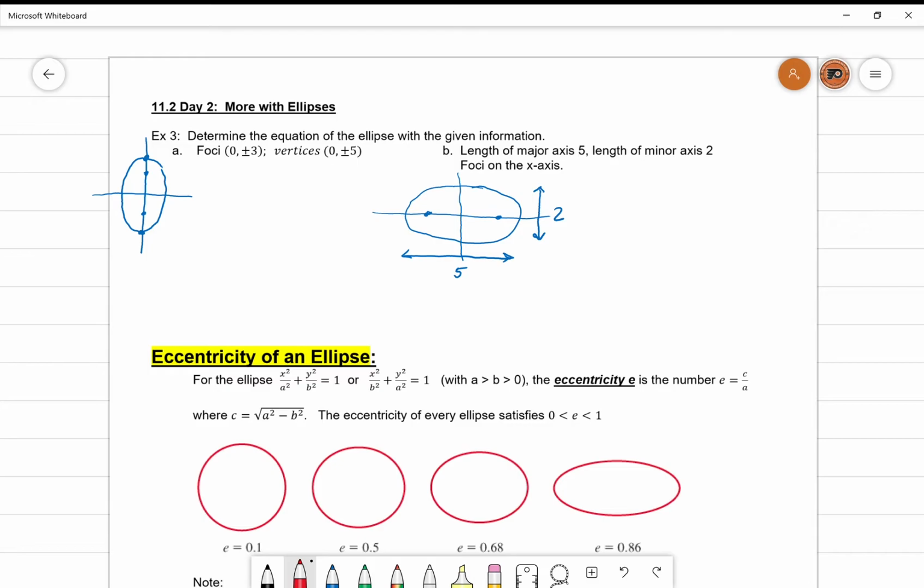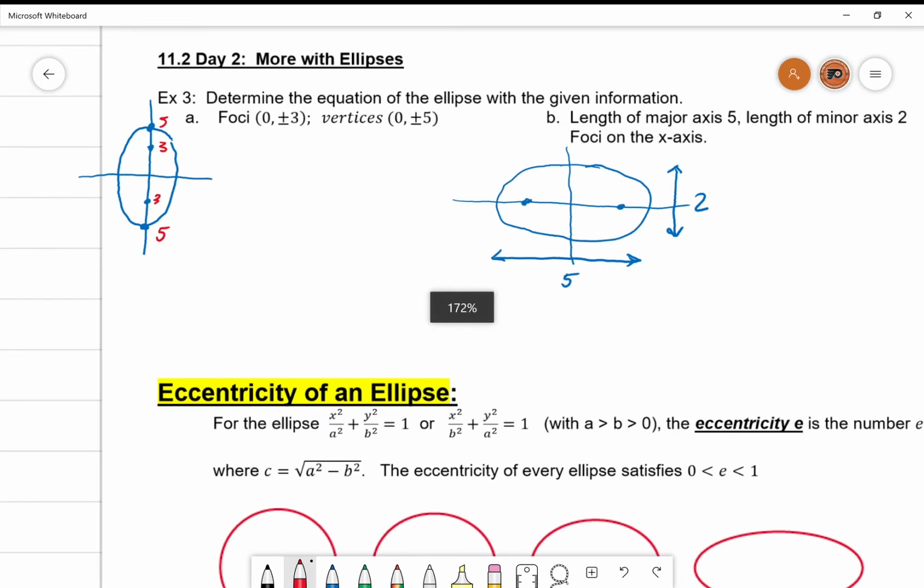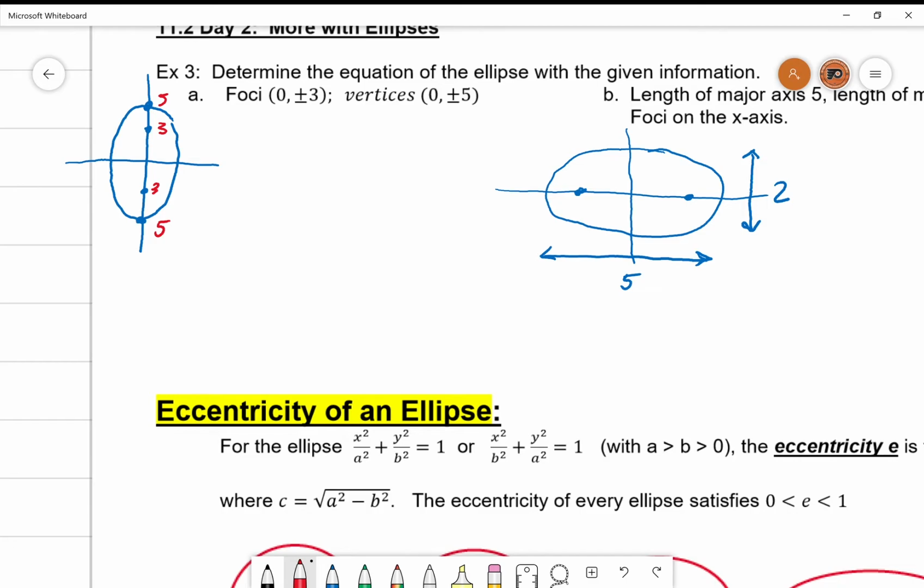To start with, for example 3, I've already drawn the two pictures just to kind of speed things up. I know my vertices. I'm just going to put some key numbers in, a 5 and a 5, because that is a distance, and a 3 and a 3 for my foci, again distances given to us in the problem. So if I take a look, this is definitely stretched vertically. So we have our equation x squared over b squared plus y squared over a squared equals 1. We're going to fill in, we need a and b.